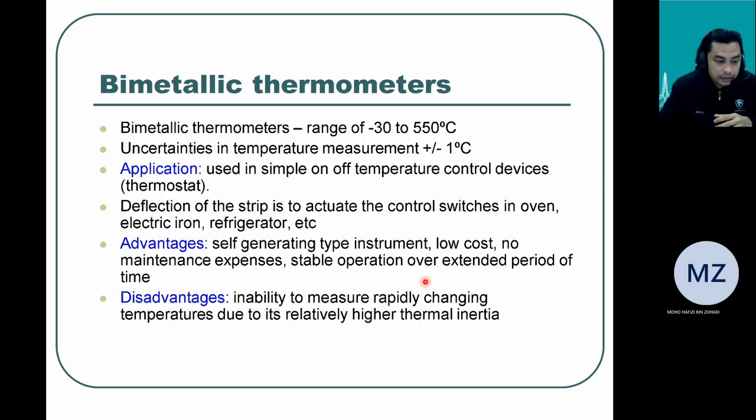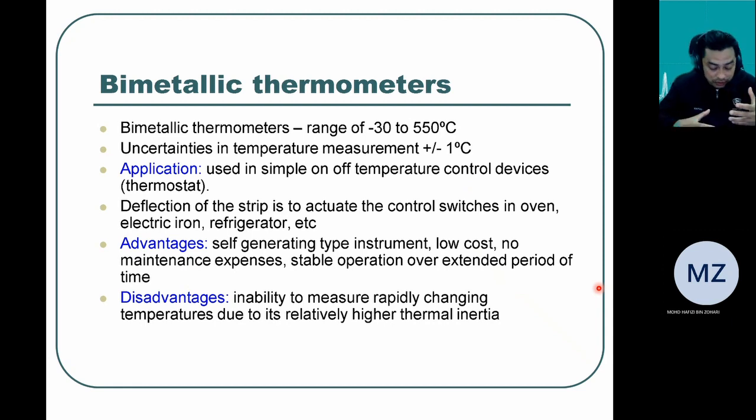All right. So bimetallic measurement has a range of negative 30 to 550 degrees C. The uncertainty is one only. We had a big range of uncertainties in the liquid thermometer measurement, quite huge, from plus or minus 0.2 up to plus or minus 2. But for the bimetallic materials, it has only a fixed uncertainty of plus or minus 1 degree Celsius.